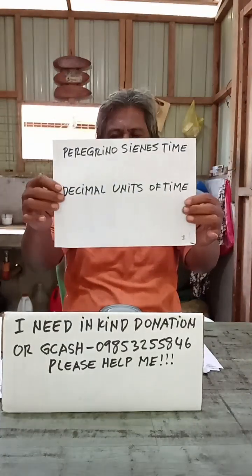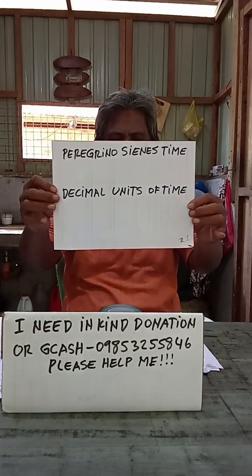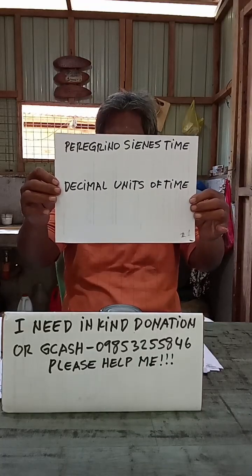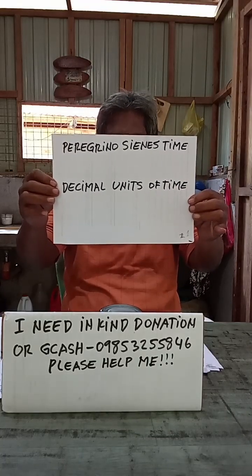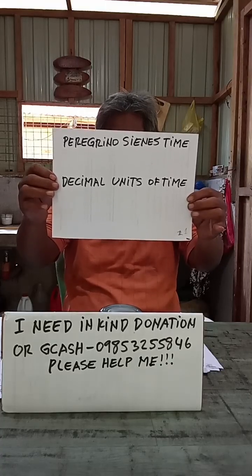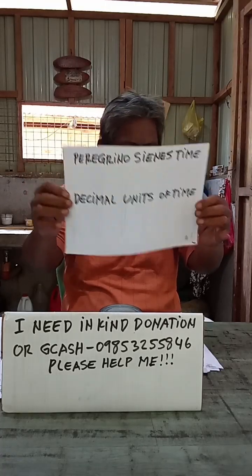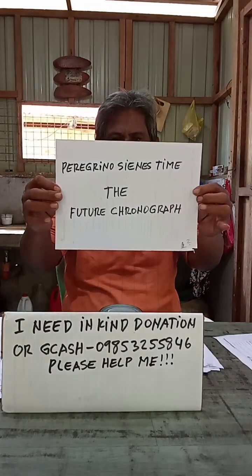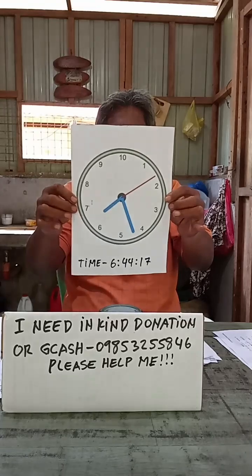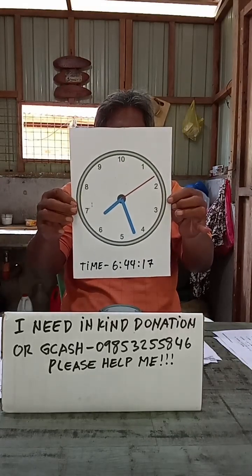This video is about Peregrino Sienes Time, decimal units of time. Decimal per hour, decimal per minutes, decimal per seconds. So before we proceed, Peregrino Sienes Time, the future chronograph. So here is a clock illustration. Peregrino Sienes Time clock illustration.